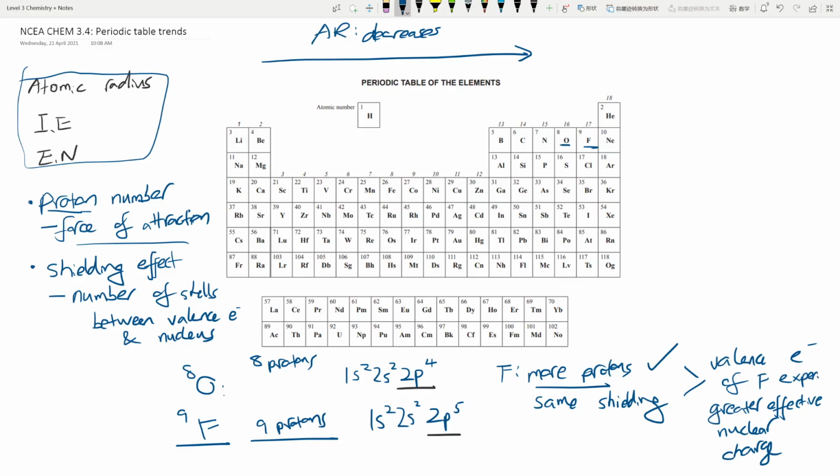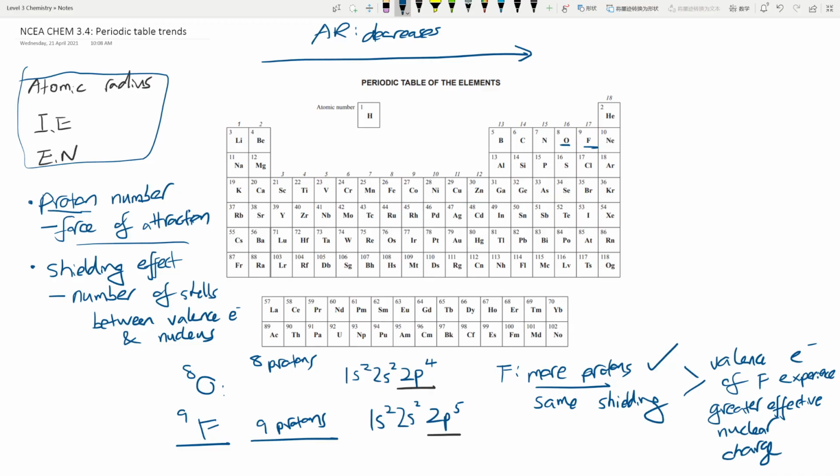So in less scientific words, what does that mean? That means it's pulled in closer. It's getting more force of attraction from the nucleus, so the valence electrons are pulled in closer. If the valence electrons are pulled in closer, doesn't that make sense that the atom is smaller? Because remember what we are measuring: we're measuring the distance from the nucleus to the valence electrons. And if the valence electrons are experiencing more force of attraction, they get pulled in closer.